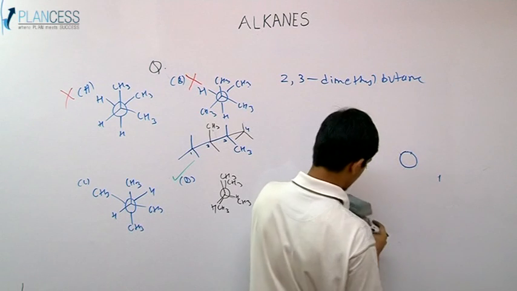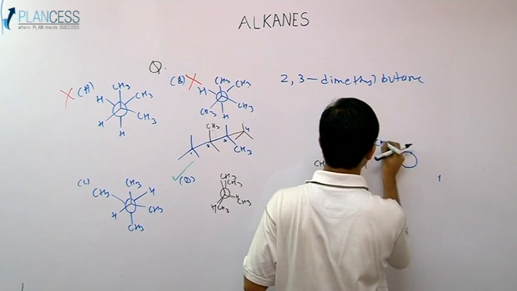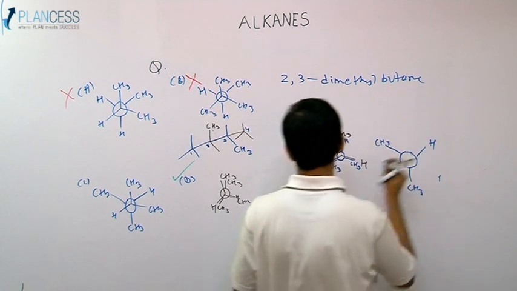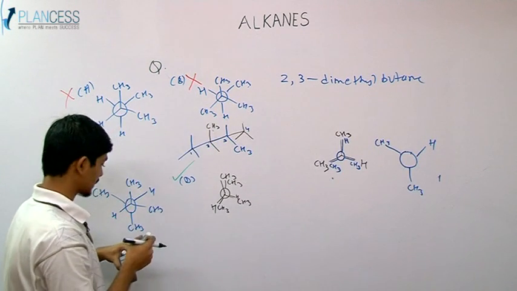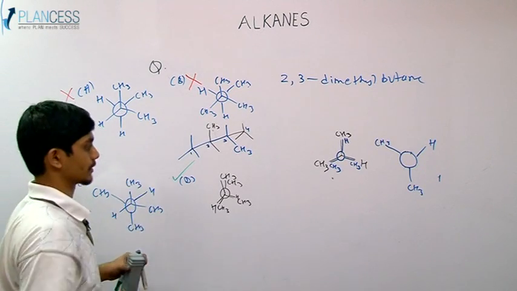You can make it with the blue marker. You can make the CH3s this way and this way. So now you see that the back carbon configuration is exactly matching. Now let us rotate the front carbon.